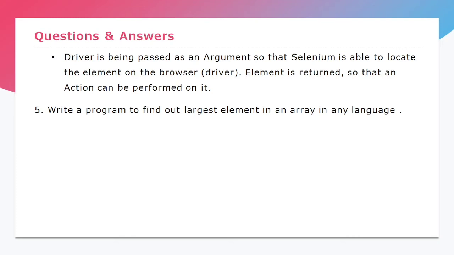Suppose we have 5 numbers, that is 1, 2, 3, 4, 5. And out of these 5 values, we have to find which is the largest. So in 1, 2, 3, 4, 5, the number 5 is the largest one. So that we have to find out. Let's see how we can do it with the Java programming language.